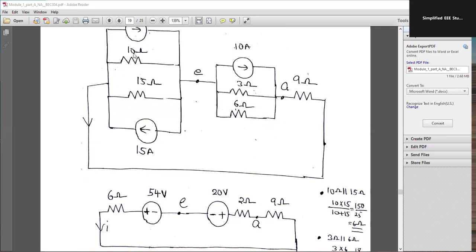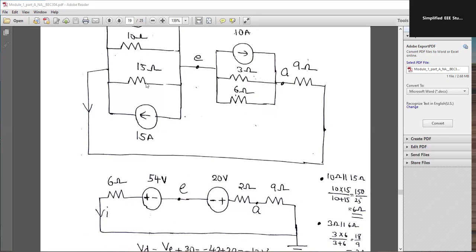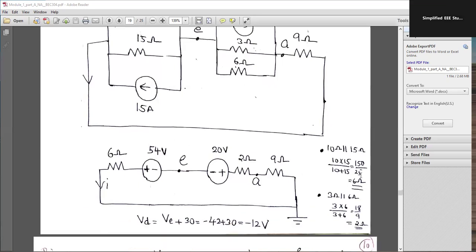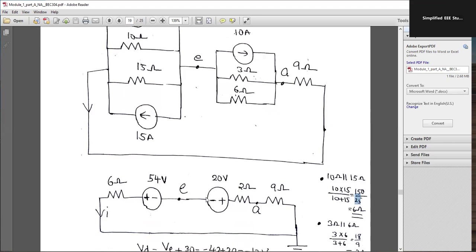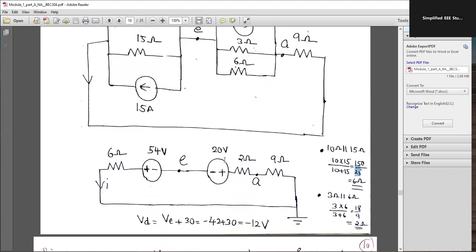Here I am going to convert 10 and 15. Both are parallel, no? 10 into 15 divided by 10 plus 15. So how much is it? 10 into 15 by 10 plus 15, I am getting 6 ohm. 6 ohm, that is in series with 54 volt. So here 54 volt and 20 volt.